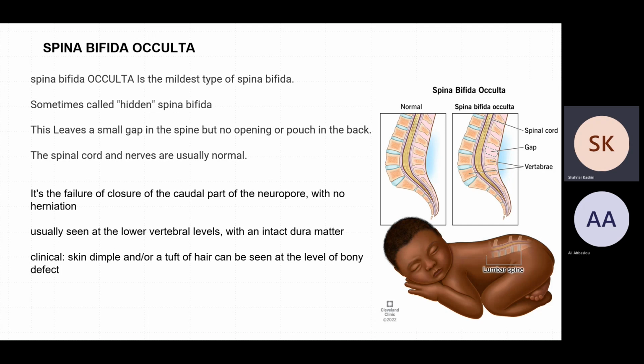The clinical presentation can be really mild, just a skin dimple and or a tuft of hair at the level of bony defect. As we said, there is a skin dimple, thus it is covered. Hence, it's a closed example of spina bifida.